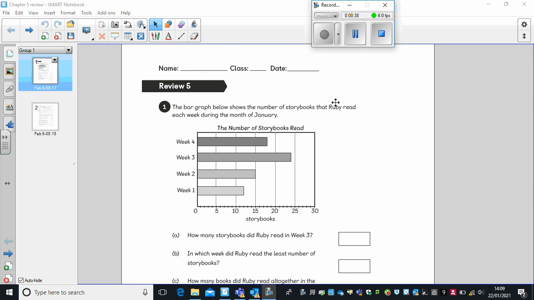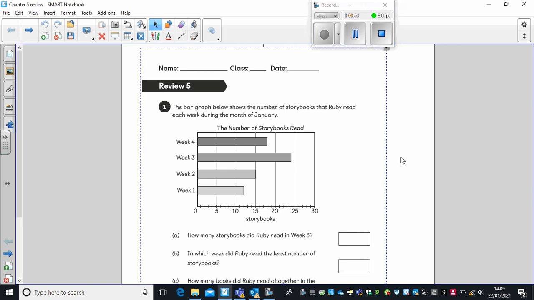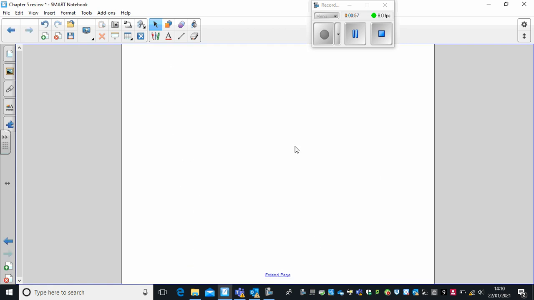I know it's only a short chapter, so hopefully everything should be okay with this review. Okay, so exactly the same as any of the other reviews and how they are set out. This one is quite short, to be quite honest, so it shouldn't really take you that long to complete it.